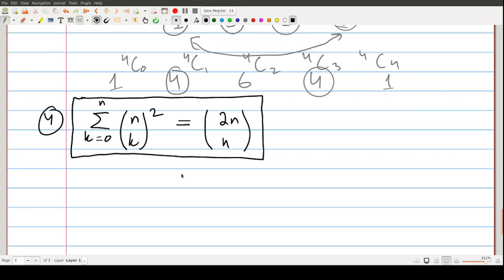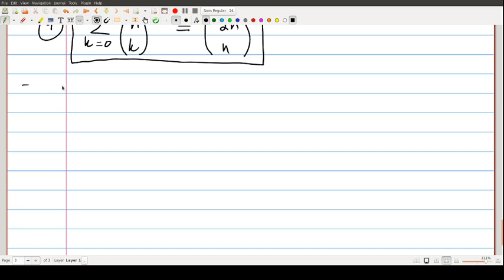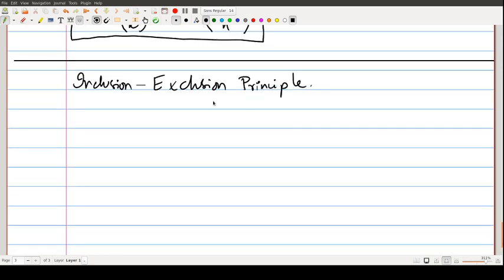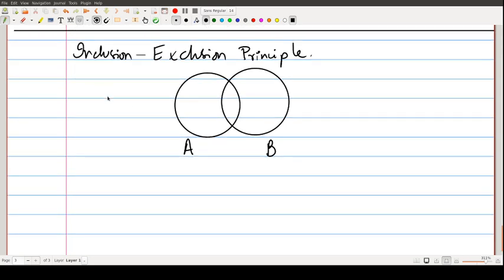Okay. All right, so if we're okay with all of this, then let's just move on and do the inclusion-exclusion principle. Okay, let's start that off by considering two sets. So we have set A and, oh, that's nice, and set B. Set A and set B.